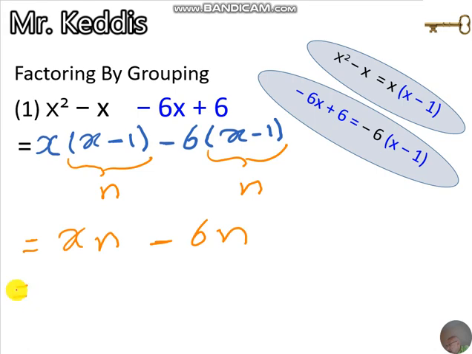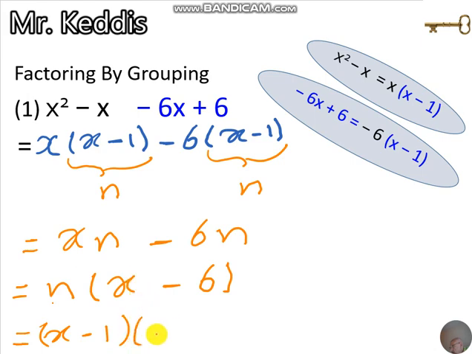Equal under equal. I have n as a common factor here. I take n outside, times x, because n times x, I get nx, minus 6, because when I multiply n times 6, I get 6n. I'm going to write x minus 1 back. I replace n by x minus 1, and here x minus 6.